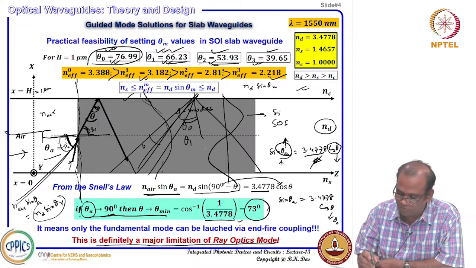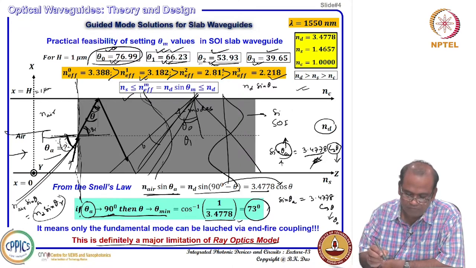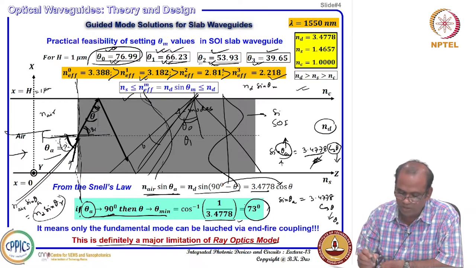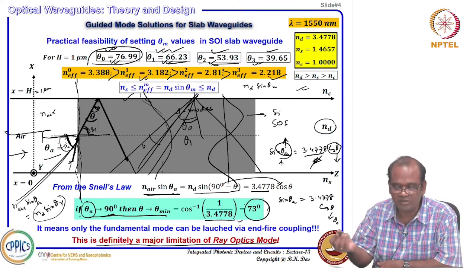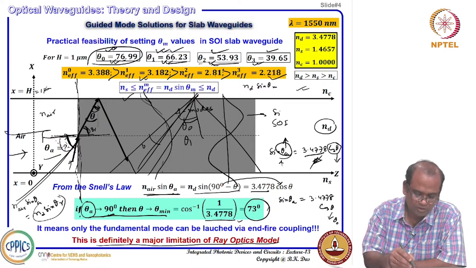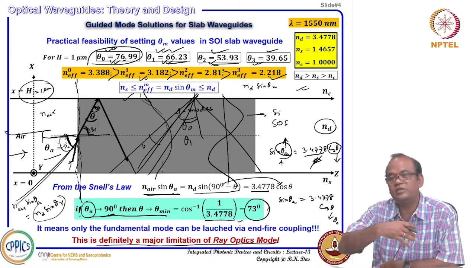So theta naught is possible. Somehow you can reduce a bit this theta a value, then instead of theta maximum 73 degree, it will be a little bit higher, 76.9 degree. So this is the minimum, you can make it a little bit higher than 73 degree, 76 degree, that is possible. This is for a certain example. If you consider a different device layer thickness, the scenario will be different.